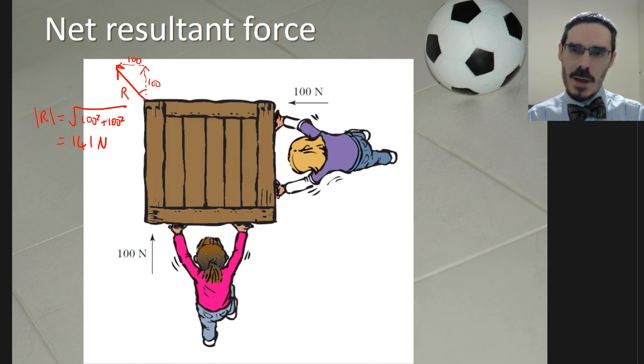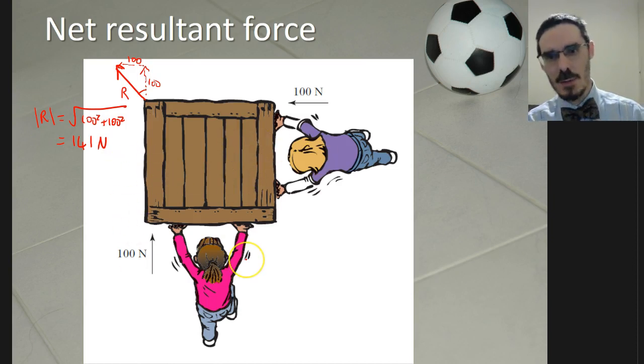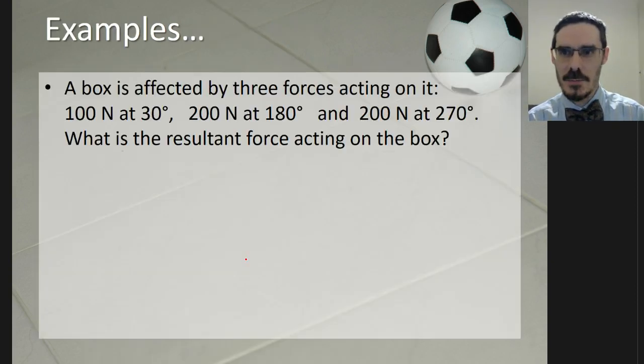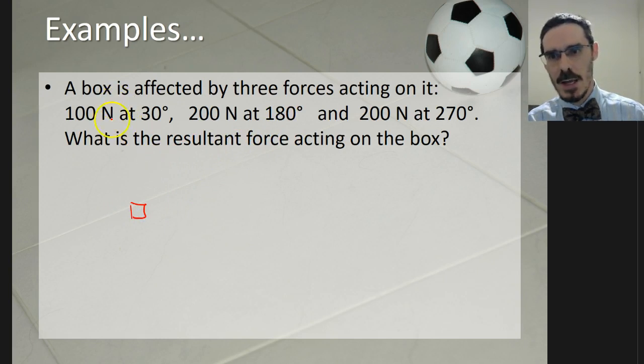All right. If I have more than two forces, or if they're not at right angles, it becomes a little bit more complicated, but it's the same basic process. For example, suppose I have a box and there's three forces acting. One is 100 newtons at 30 degrees. Oh, I've got to know what this means.